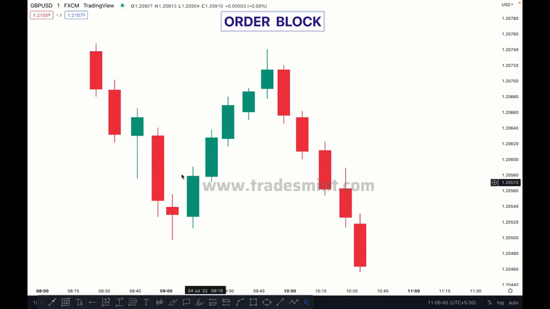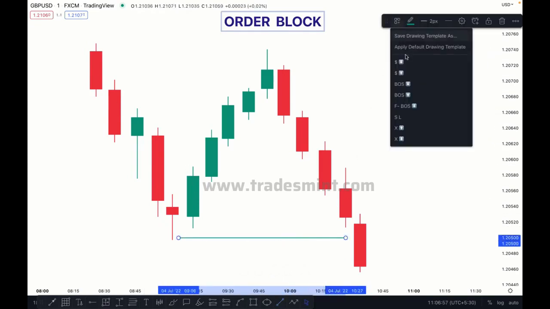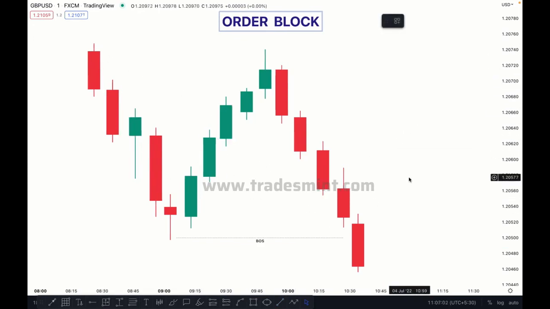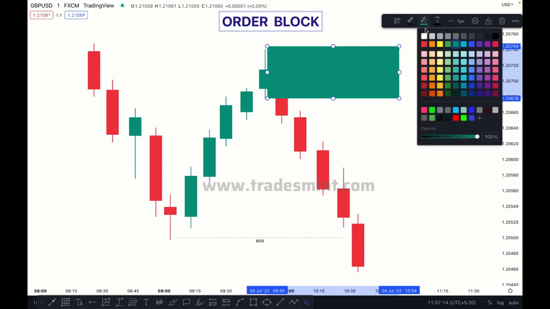So the first thing is, to identify any order block, price must break the structure. In this case, as you can see here, the market is bearish, okay, and generally these are breaks of structure, right? So market momentum is bearish, so where is our order block? The last buying candle before the sell is called the order block. So what is the last buying candle before the sell? It is here, correct?